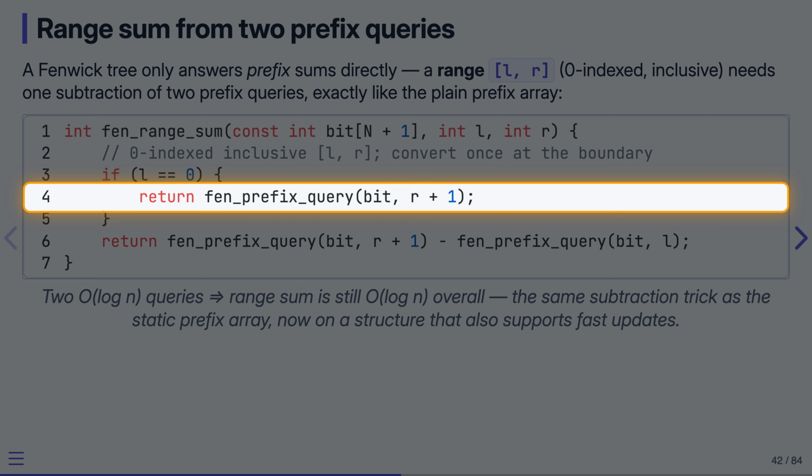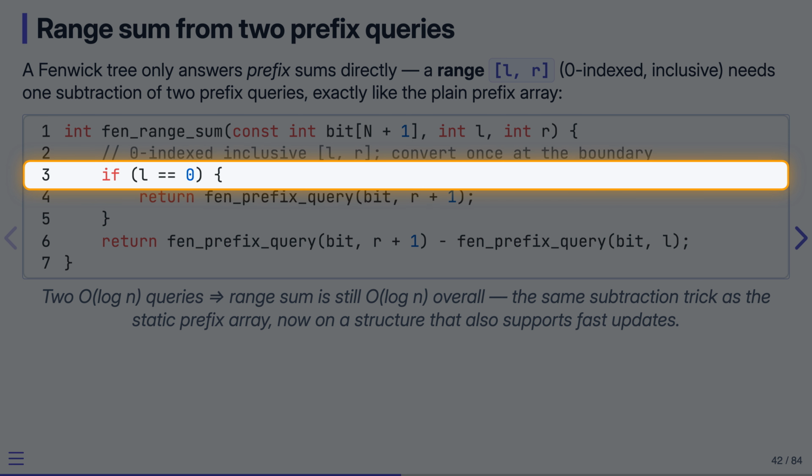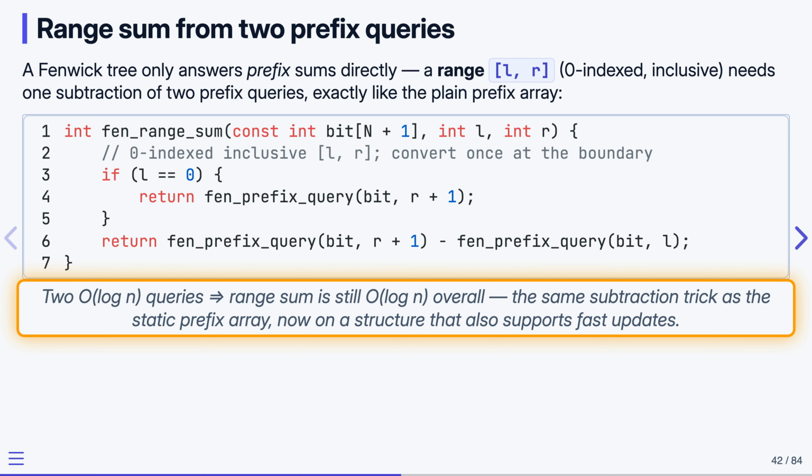This is the same subtraction trick as the plain prefix array. One special case comes first. If L is equal to 0, there is nothing to remove. So we just return the prefix sum up to R plus 1 with no subtraction. Each prefix query is big O of log n. We do 2 of them, so a range sum is still big O of log n overall. And unlike the static prefix array, this structure also supports fast updates.